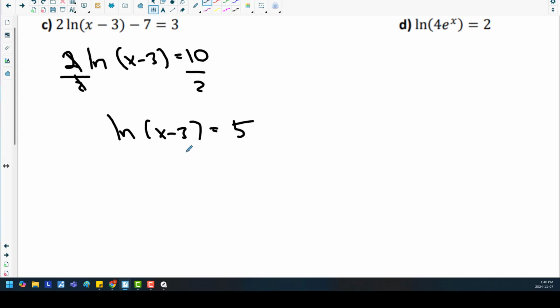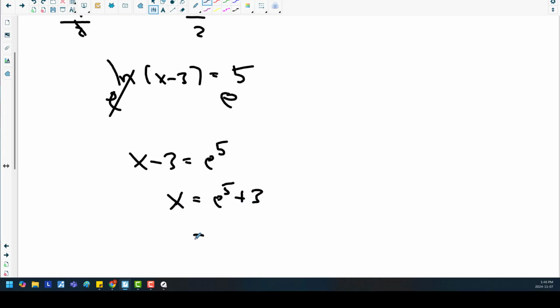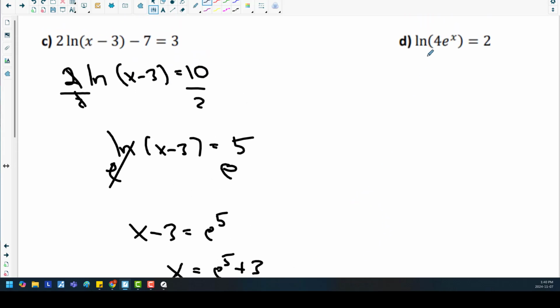Now, what's the opposite of ln? It's raising everything with the base value of the natural number e. So I'm going to raise everything to the exponent level and have my base value as e. And why I do this is because e and ln will cancel out, and this will leave me with x minus 3 is equal to e to the power of 5. And then x is equal to e to the power of 5 plus 3, because the minus became plus. And this is just a calculation in your calculator. If you do that, e to the power of 5 plus 3, you should get something close to 151.413.